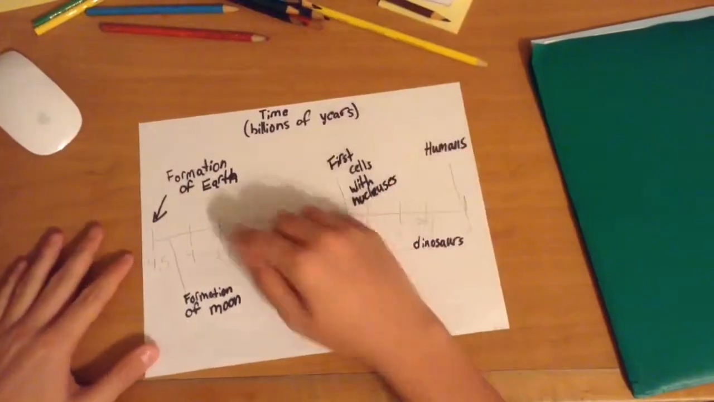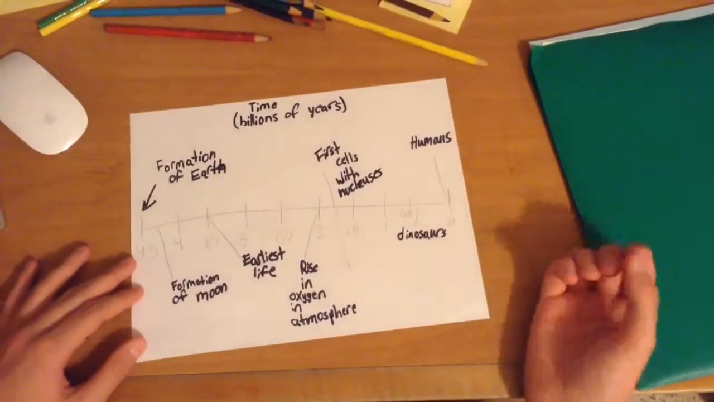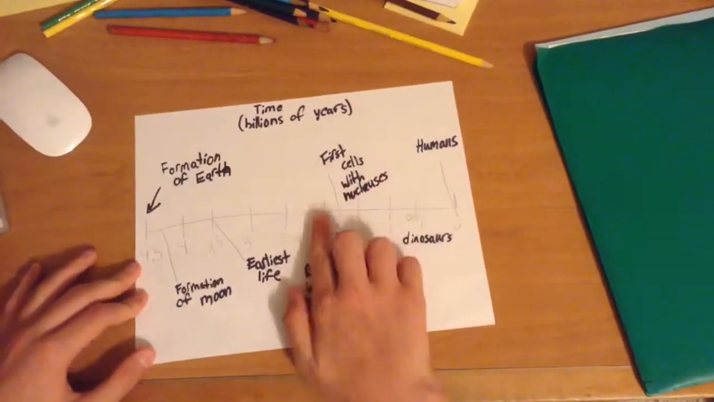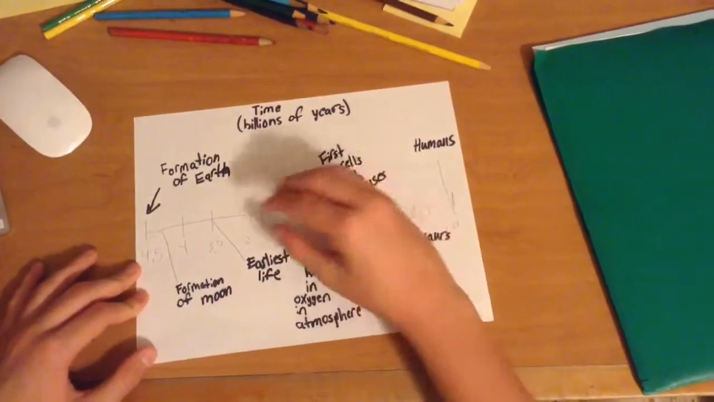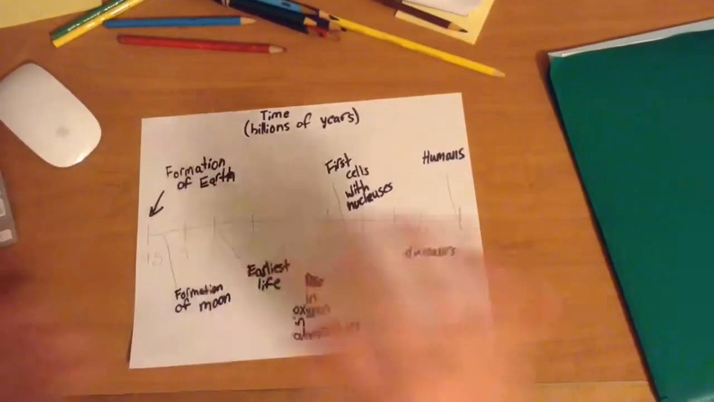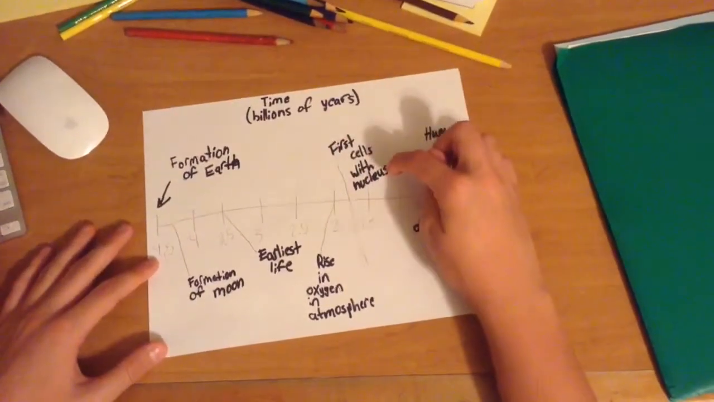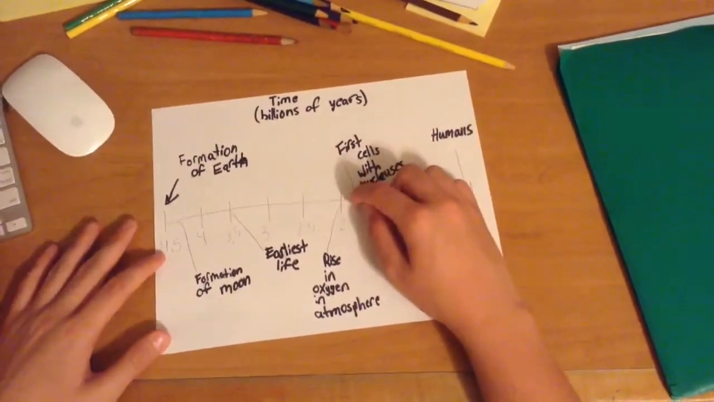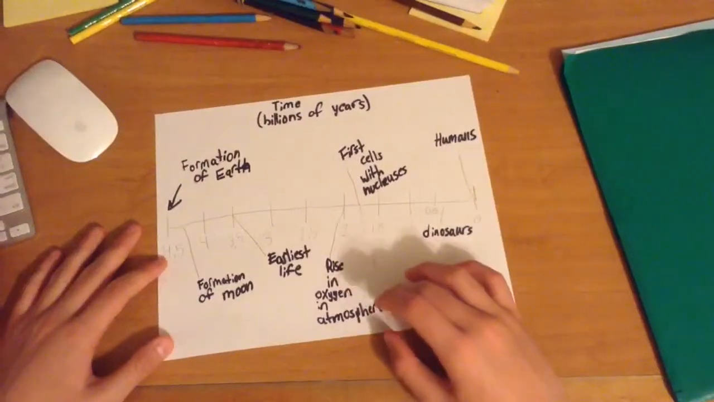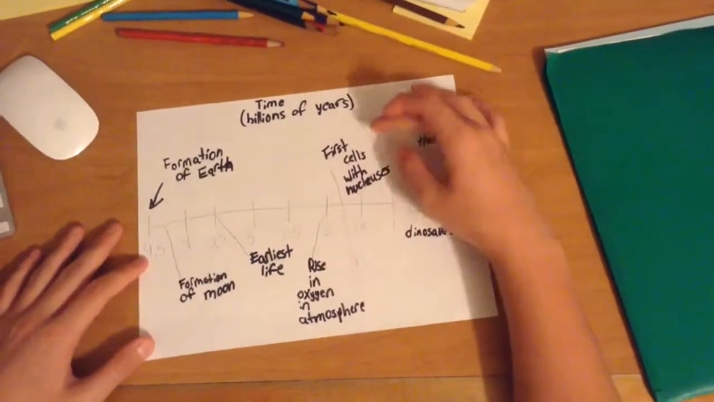Okay, anyway, at 3.5 you had the earliest life, microorganisms, like I said. And all the way around right here to here, it was a stage where there was a huge rise in oxygen in the atmosphere, so the atmosphere was forming. And then came along the first cells with nuclei, which was obviously a result of the oxygen coming in from the atmosphere. And so that was a big step.